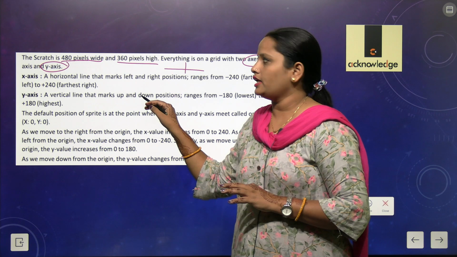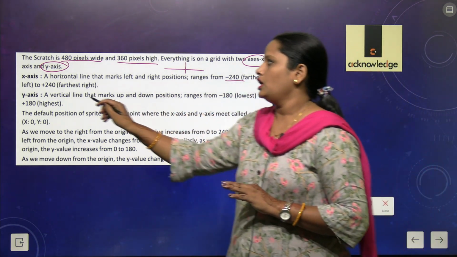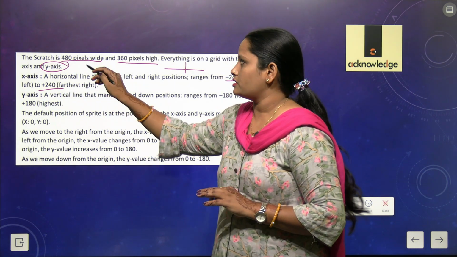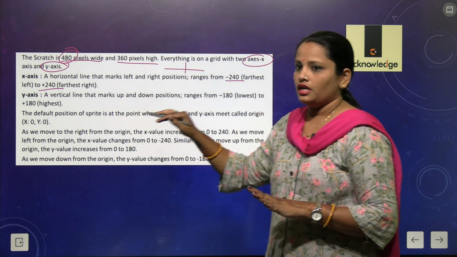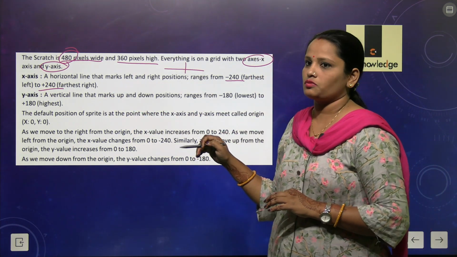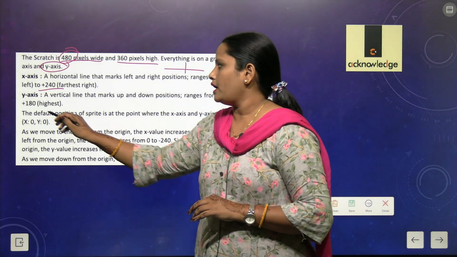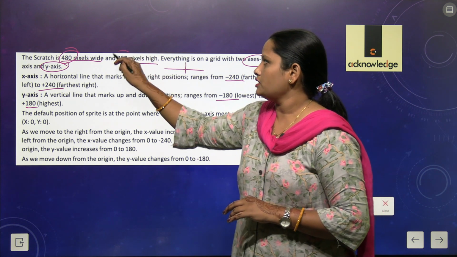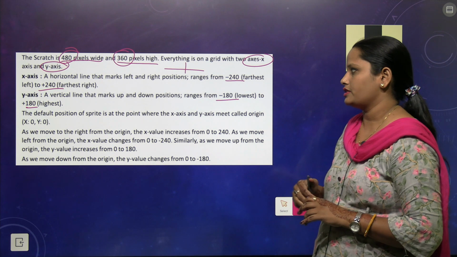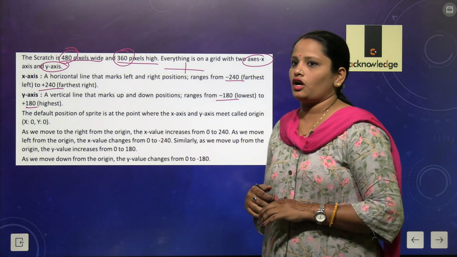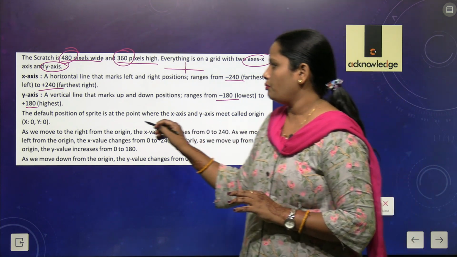The x-axis is the horizontal line that marks the left to right position from minus 240 to plus 240. In the same way, the y-axis is a vertical line that is marked from down to up, from minus 180 to plus 180, which means when we add these we get 360 pixels.